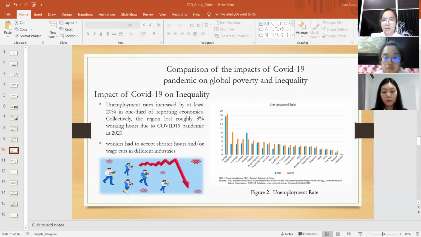Besides that, as the coronavirus spread around the world and workplaces closed, millions of workers lost part or all of their income. Even if still working, many workers had to accept shorter hours and wage cuts in different industries such as airline, retail, accommodation, food service, or the textile and garment sector, which are highly feminised sectors.